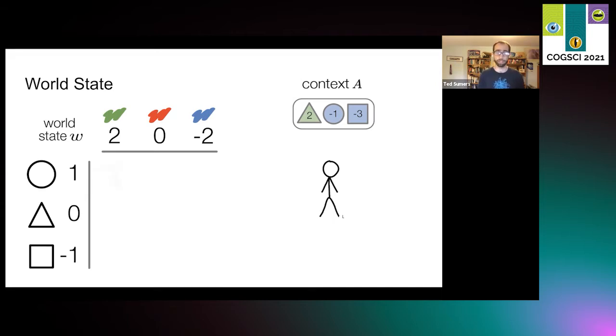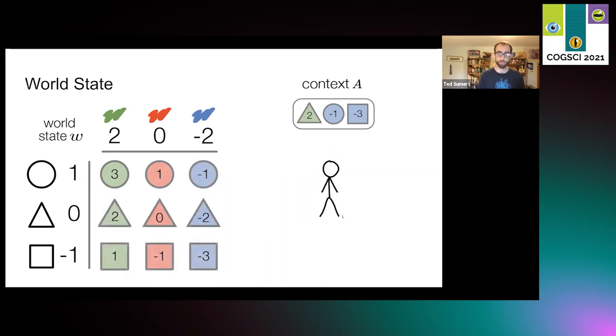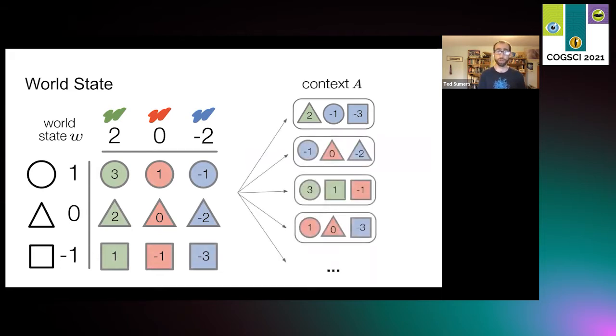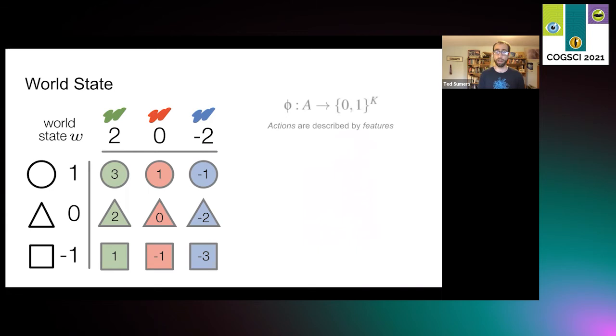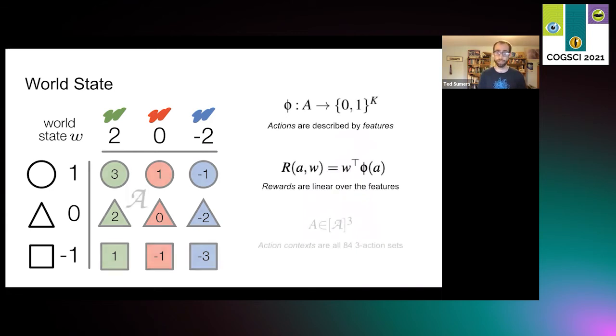These features combine linearly, so a green circle is always worth 3, a red circle is always worth 1, a blue circle is always worth -1, and so on and so forth. One of the advantages of this paradigm is that it becomes very natural to construct multiple contexts from the same world, which allows us, as we'll see later, to evaluate generalization. So formally, actions are described by features phi. Rewards are then linear over the features, and we define a set of 84 3-action contexts drawn from the set of all 9 possible actions.